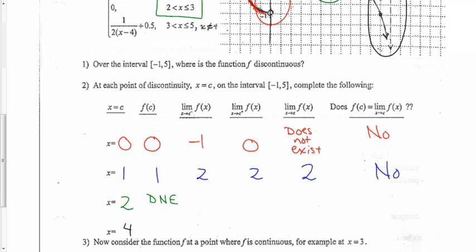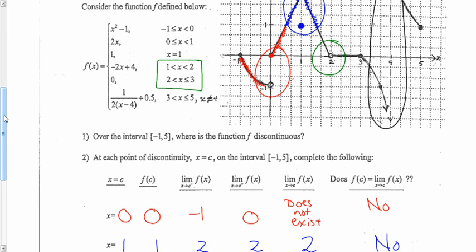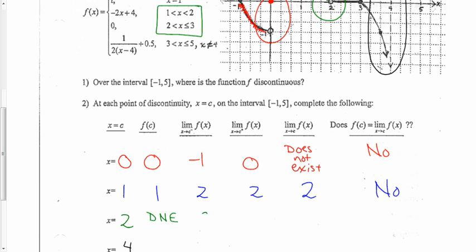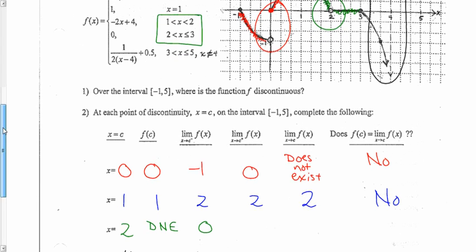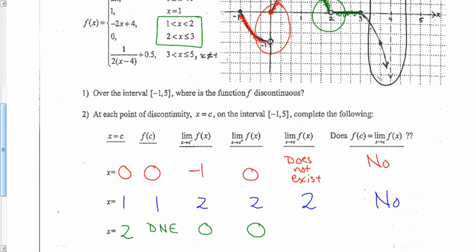Let's start looking at the limits. The limit as x approaches 2 from the left is trying to be 0. The limit as x approaches 2 from the right is trying to be 0. So the limit of this function as x is approaching 2 is 0. The left-hand limit and the right-hand limit are the same. Does the function value equal the limit value? Well, the function value does not exist, so they cannot be equal.